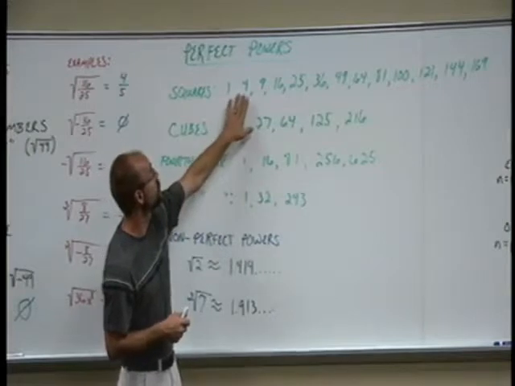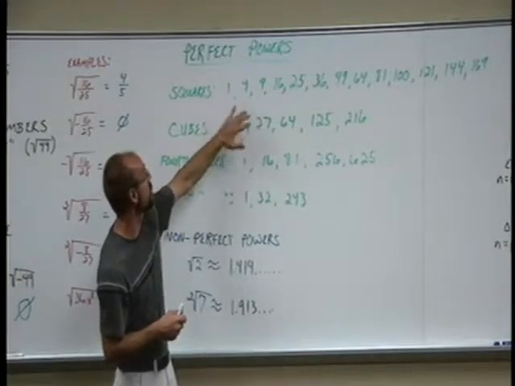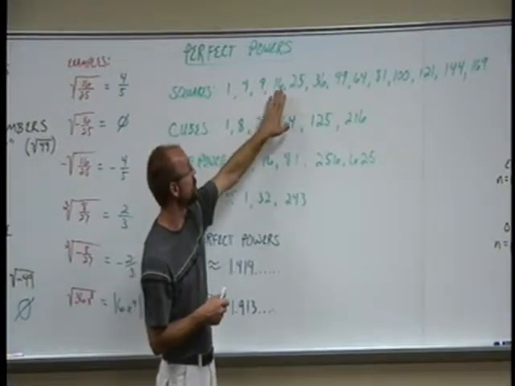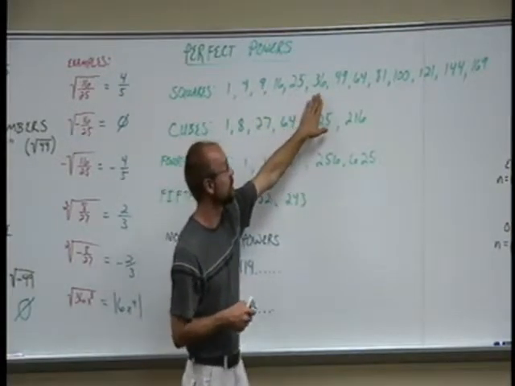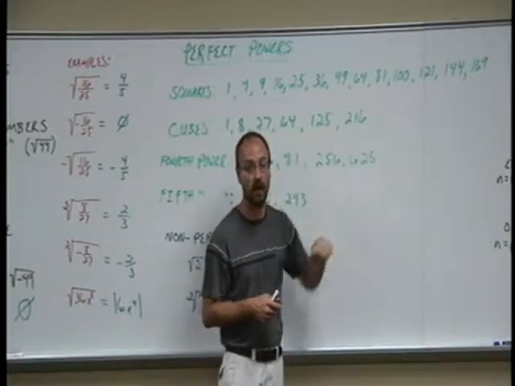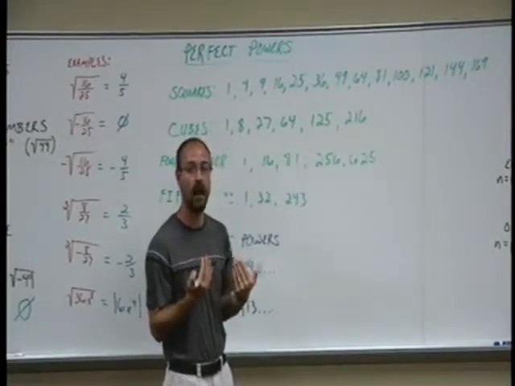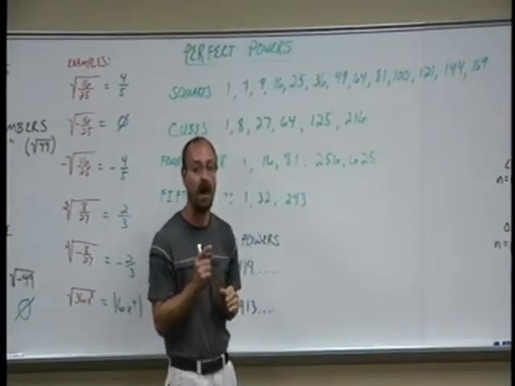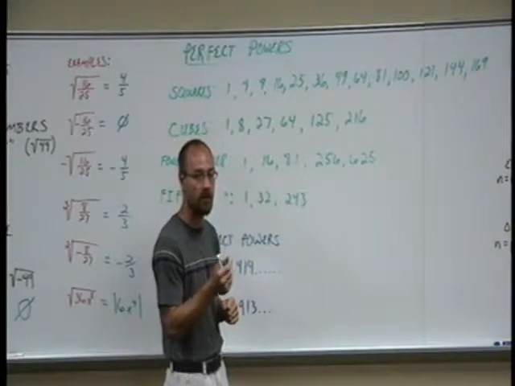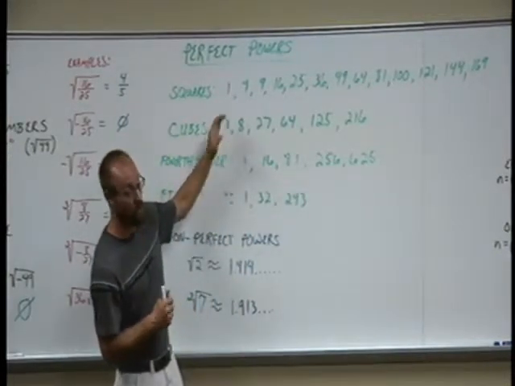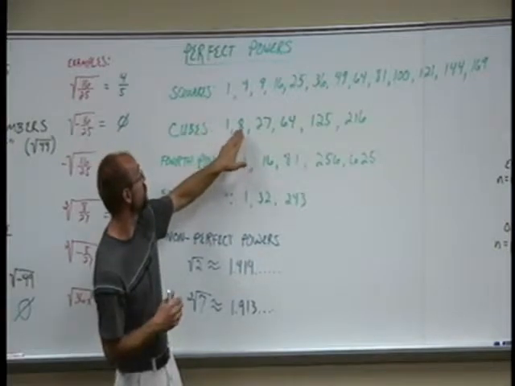All right, 2 squared, so if we're looking at our squares, is 4, 3 squared is 9, 4 squared is 16, 5 squared, 6 squared, 7 squared, 8 squared, all the way up to 13 squared, which is 169. If we can recognize these numbers, if I see 49 under a radical, I say, hey, I recognize that as 7 squared.